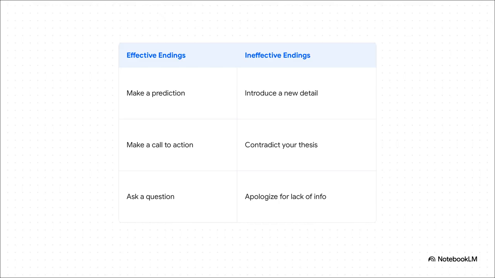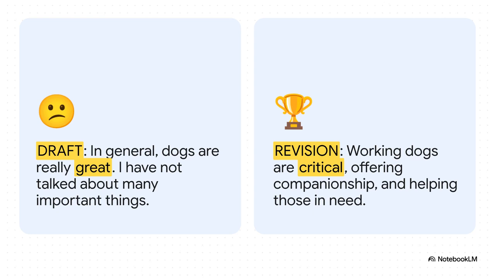You also don't want to apologize for your work. Instead, end with power. Maybe make a bold prediction or issue a challenge to your reader. You can really see the power of a good conclusion here. Look at the draft. "In general, dogs are really great." It's so weak, almost apologetic. But the revision, it's confident. It restates the main idea with fresh words, it quickly sums up the key points you made, and it leaves the reader with something to think about. Now that is a solid roof.